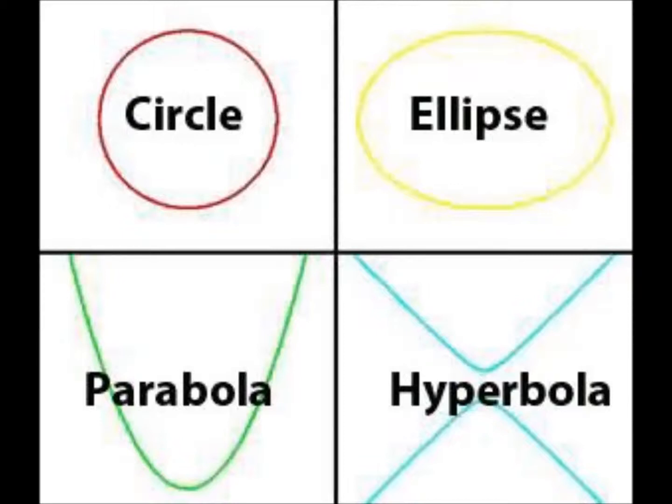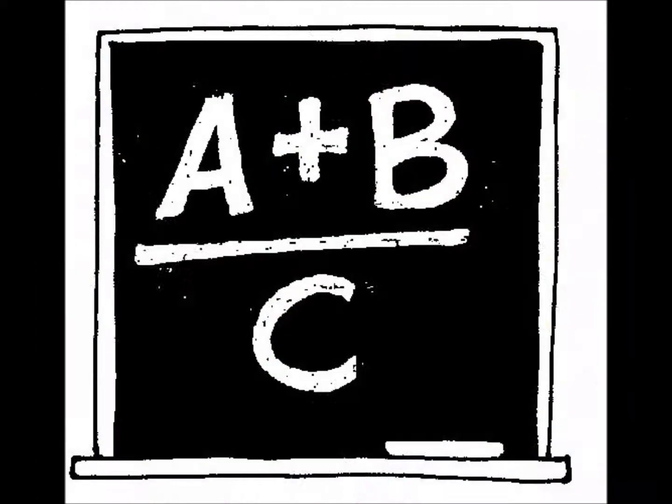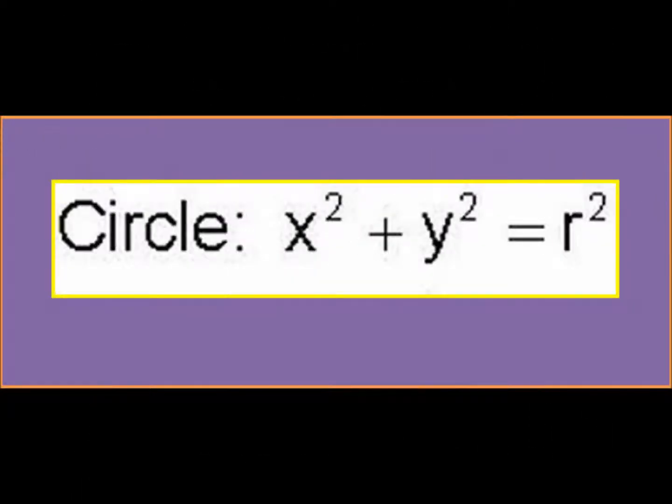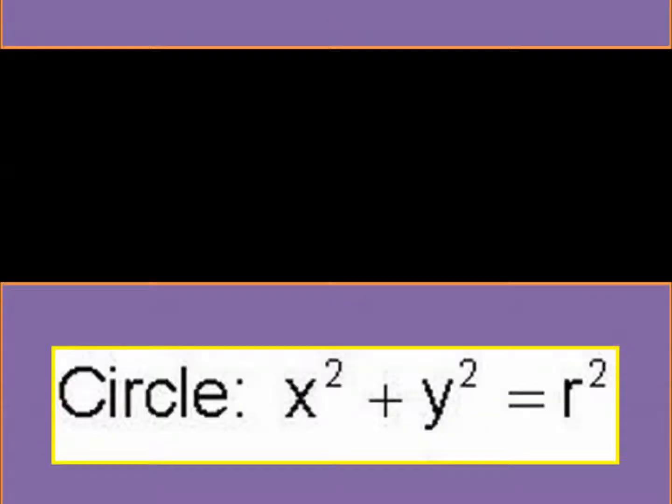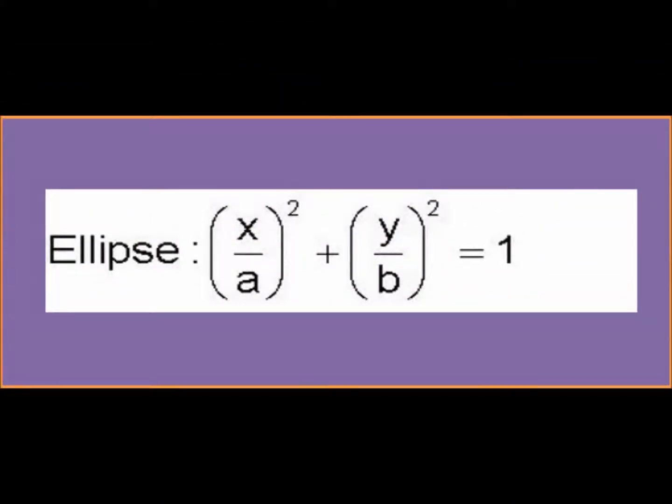But what do they have to do with math? Well, like most objects, they all have equations that apply to them. Here's the equation of a circle. Notice how the x and y are both squared and it equals the radius squared. Now we see the equation of an ellipse. Notice how similar the equation of the ellipse is to the equation of the circle.